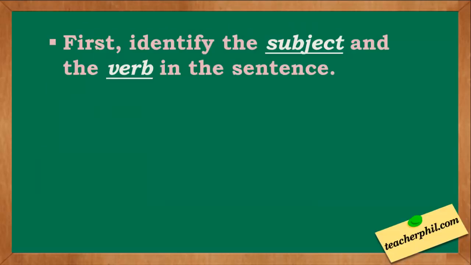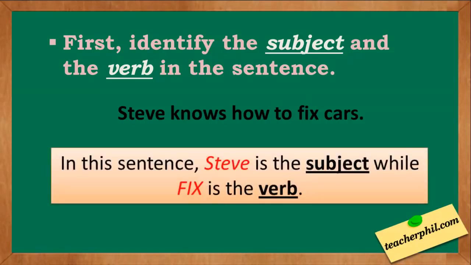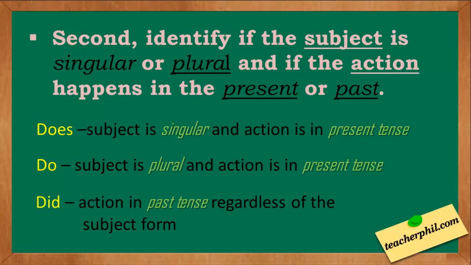First, identify the subject and the verb in the sentence. Example: Steve knows how to fix cars. In the sentence, Steve is the subject while fix is the verb. Second, identify if the subject is singular or plural and if the action happens in the present or past.